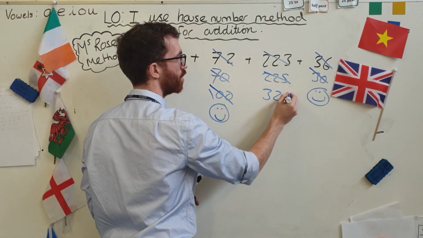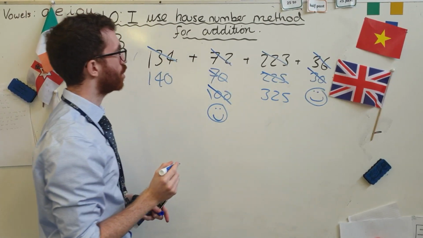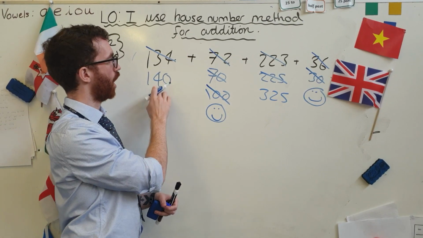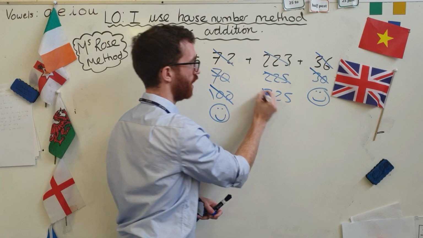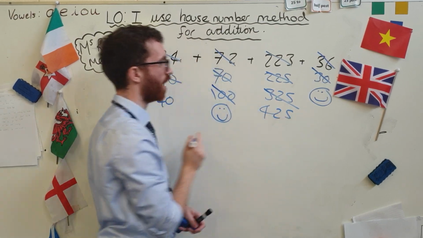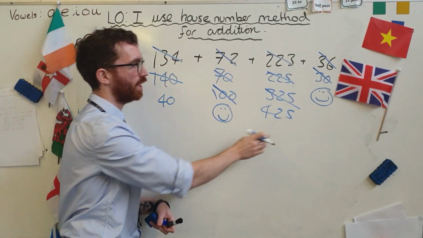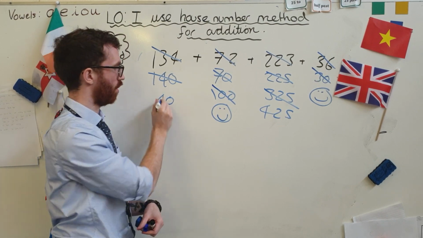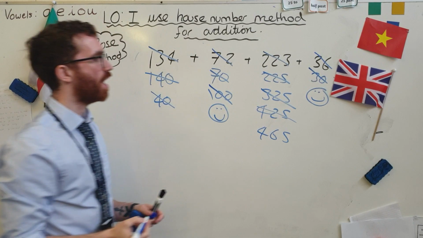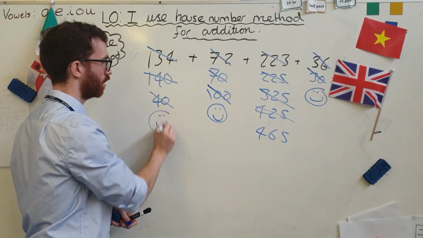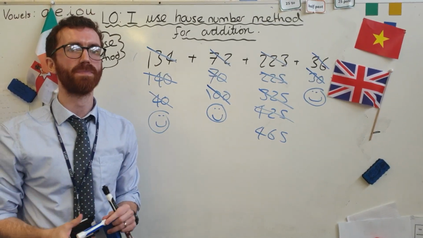That's going to become 325. Do you know what I'm going to do? I'm going to take the 100 off here. So that's going to become 40. Pop it over here. This becomes 425. And then what is 40 and 25? Well, that's actually not too hard, is it? That becomes 465. And there is my answer using the house number method.